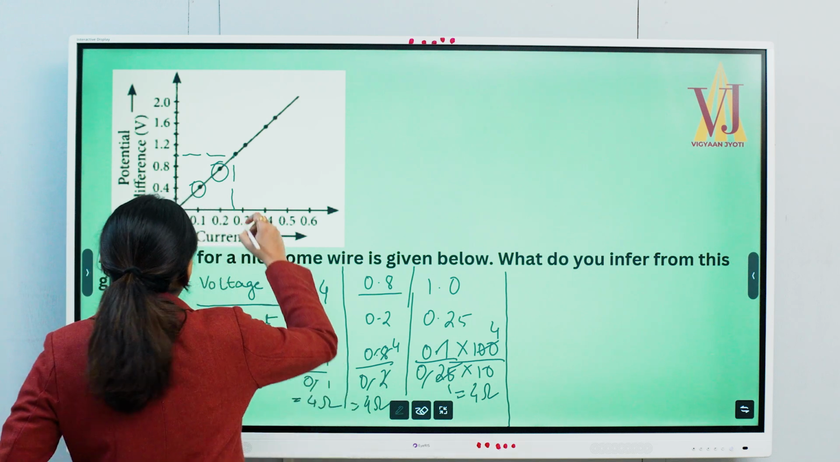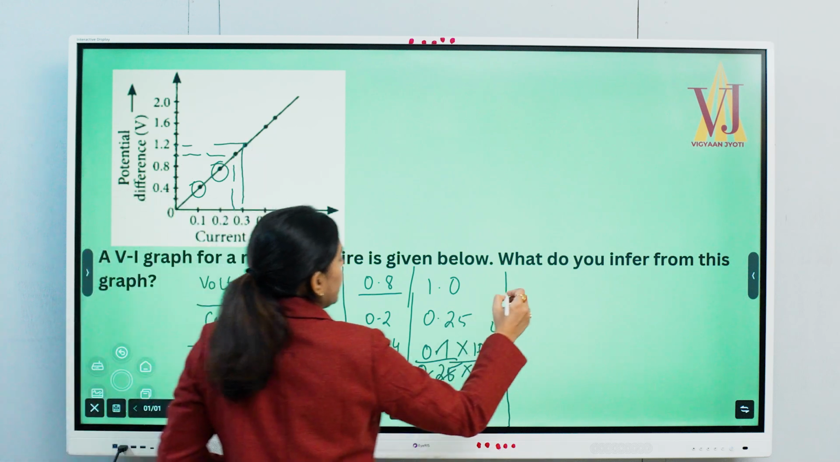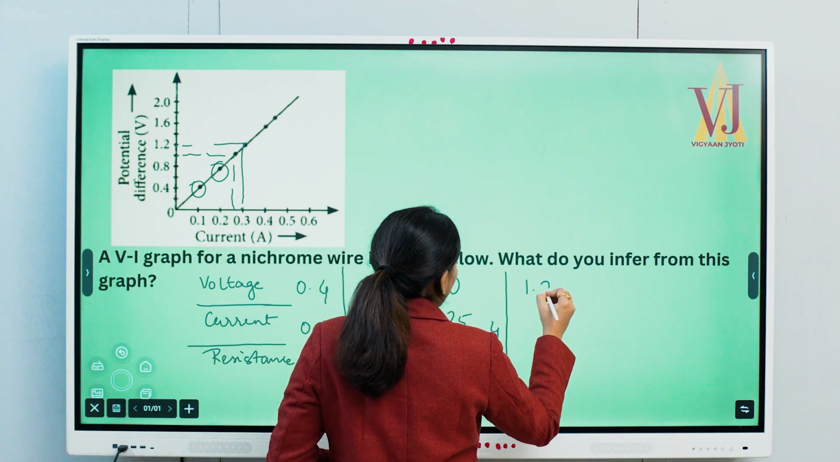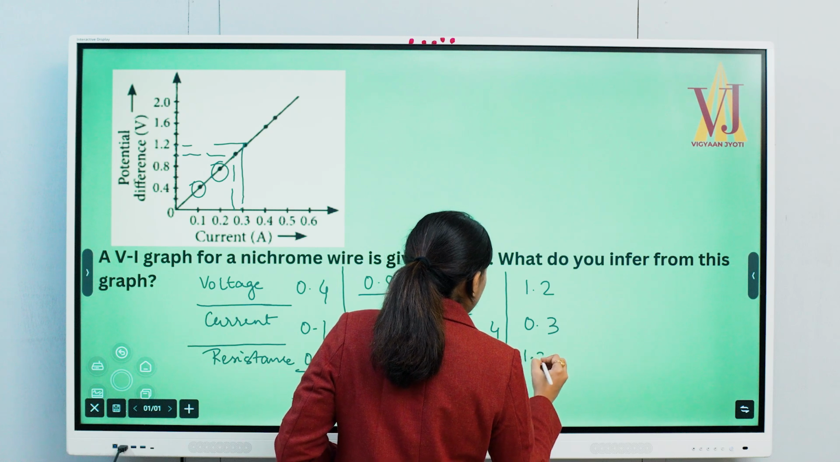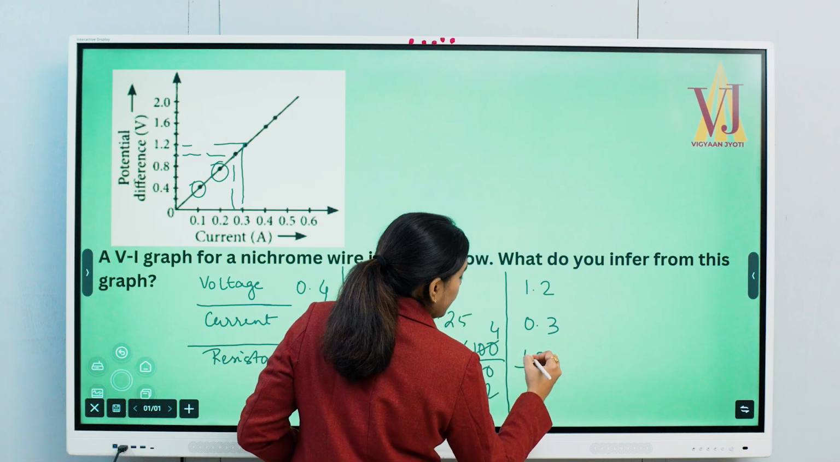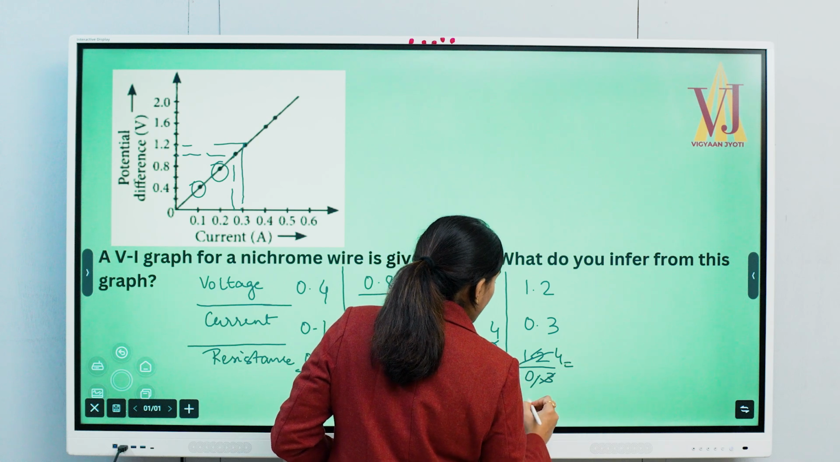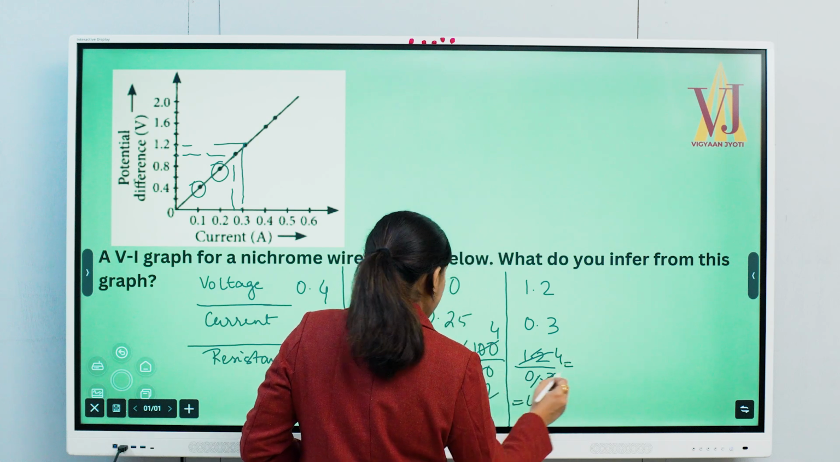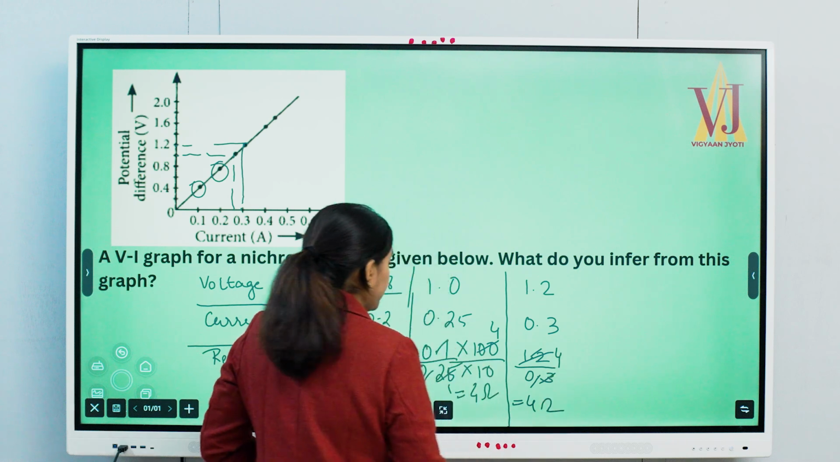Then after that we see directly here, that means 1.2, and this will be 0.3. So 1.2 and 0.3, that means total it will be again the same, 4 ohms. I have a very bad habit of using chalk and board. Okay, fine, done.